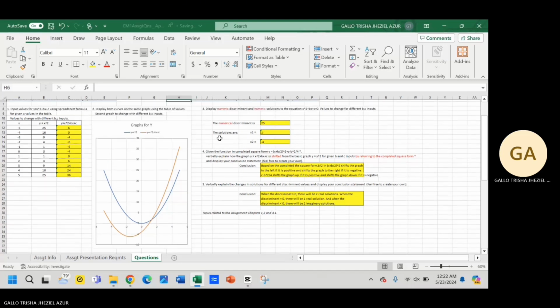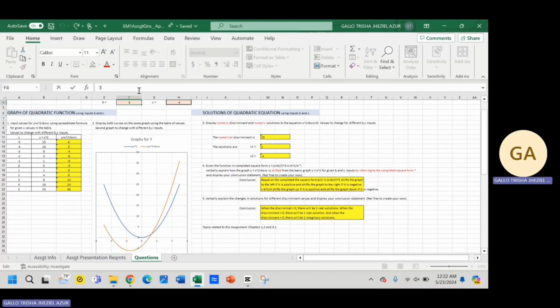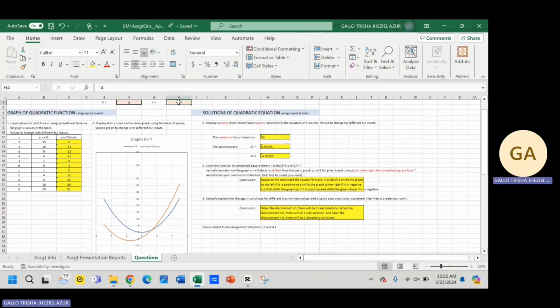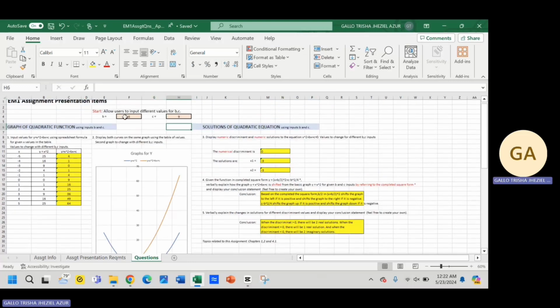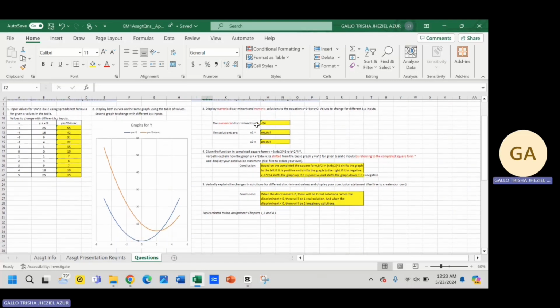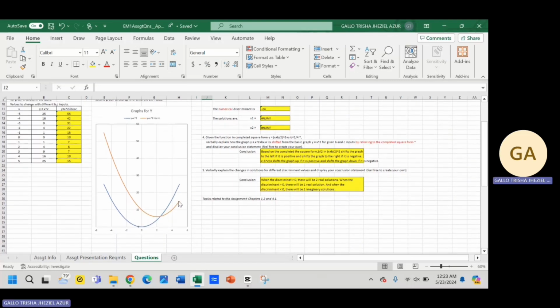When the discriminant equals 0, there will only be one real solution. This is because the graph for this will only have one x-intercept. Now lastly, when the discriminant is less than 0, there will be two imaginary solutions, as the graph for a discriminant less than 0 will have no x-intercepts.